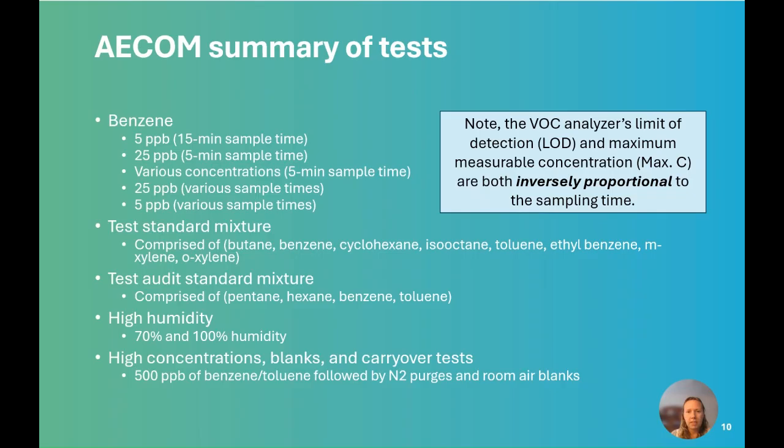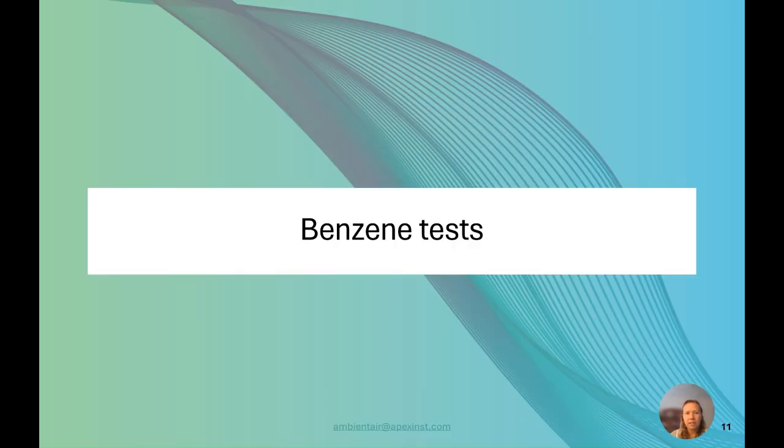This quickly summarizes the different tests that were completed. So we're looking at different benzene concentrations. We're also going to be looking at different test standard mixtures, changes in humidity, and then the carryover from different high concentration tests. And please note that in general, the VOC analyzer's limit of detection and maximum measurable concentration are both inversely proportional to the sampling time specified by the user. So moving on to the benzene tests.